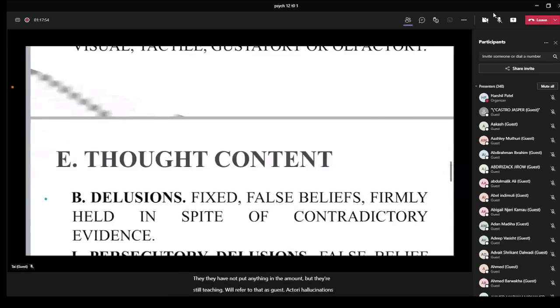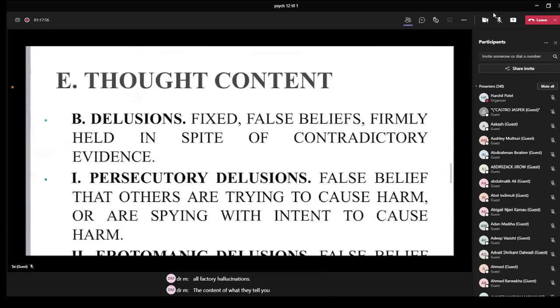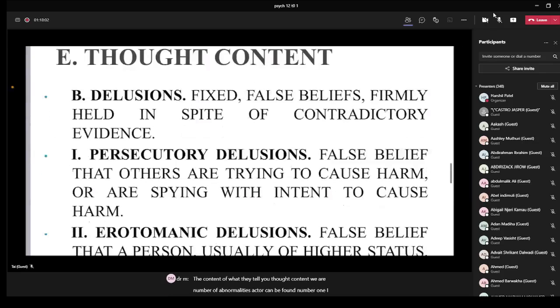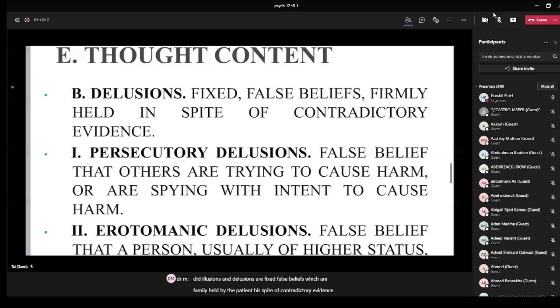The content of what they tell you, thought content, there are a number of abnormalities that can be found. Number one are delusions. And delusions are fixed false beliefs which are firmly held by the patient in spite of contradictory evidence.